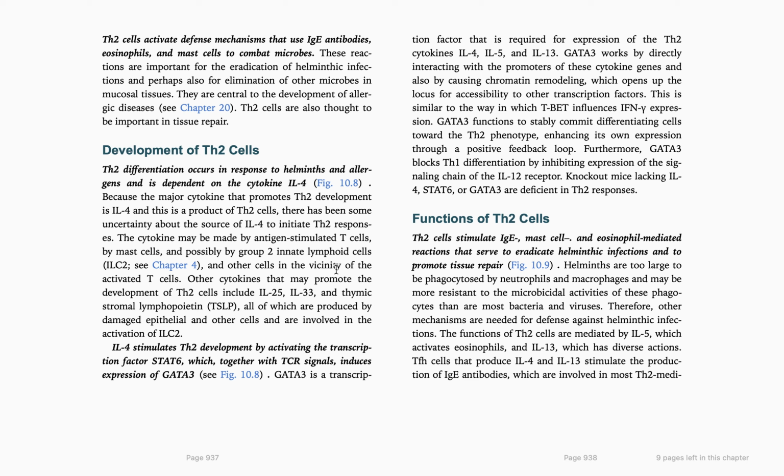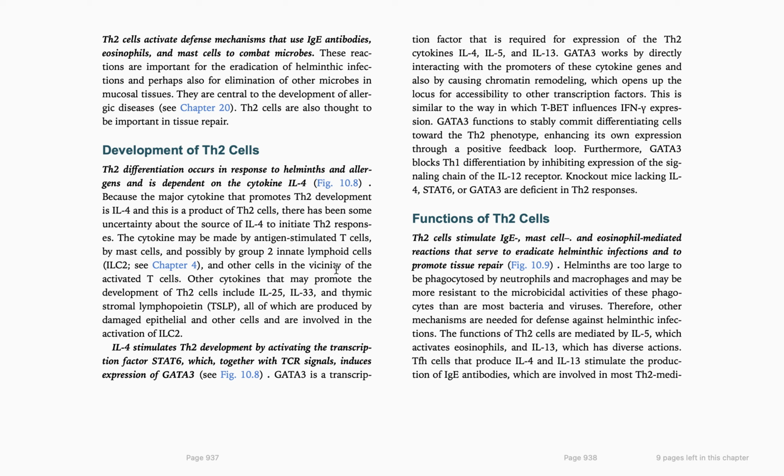Other cytokines that may promote the development of T helper 2 cells include interleukin 25, interleukin 33, and thymic stromal lymphopoietin, TSLP, all of which are produced by damaged epithelial and other cells and are involved in the activation of innate lymphoid cells too. Interleukin 4 stimulates T helper 2 development by activating a transcription factor STAT6, which together with a T cell receptor signal induces expression of GATA3.